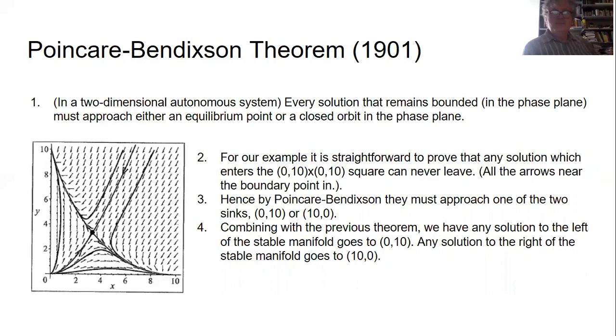And this is the most famous of the three technical theorems I'm going to give you today. It's the Poincaré-Bendixson theorem from 1901. People quote this one a lot. It's actually more general than just a two-dimensional autonomous system. But if you just apply it to a two-dimensional autonomous system, it says that every solution that remains bounded within that phase plane must either approach an equilibrium point or a closed orbit in the phase plane.